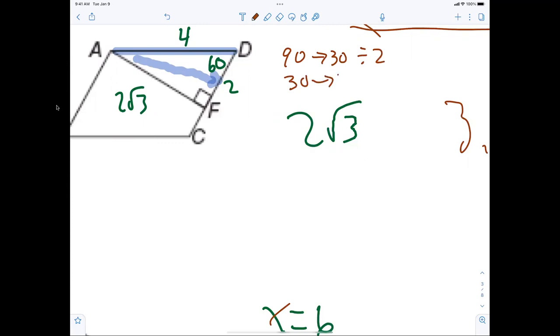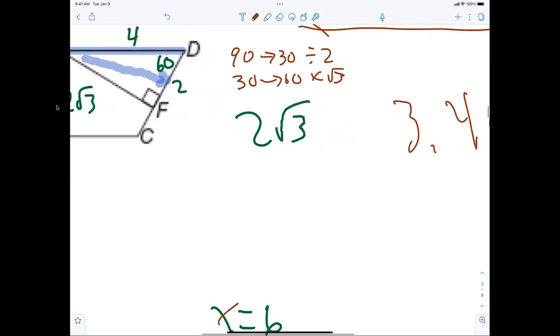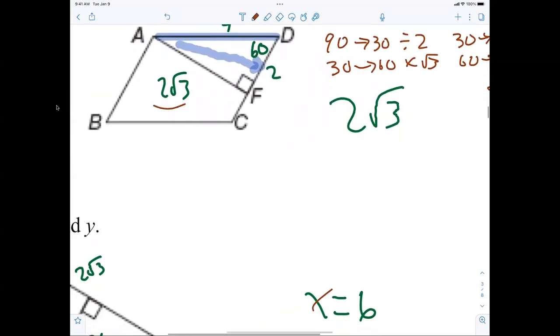And then to go from the 30 to the 60, you multiply by radical 3. So if you go in the reverse order, going from 30 to 90, you multiply by 2. And from 60 to 30, divide by radical 3. Notice if you're getting smaller, you divide. If you're getting bigger, you multiply. So that's how I knew that AF was 2 radical 3. From FD to AF, you multiply by radical 3.